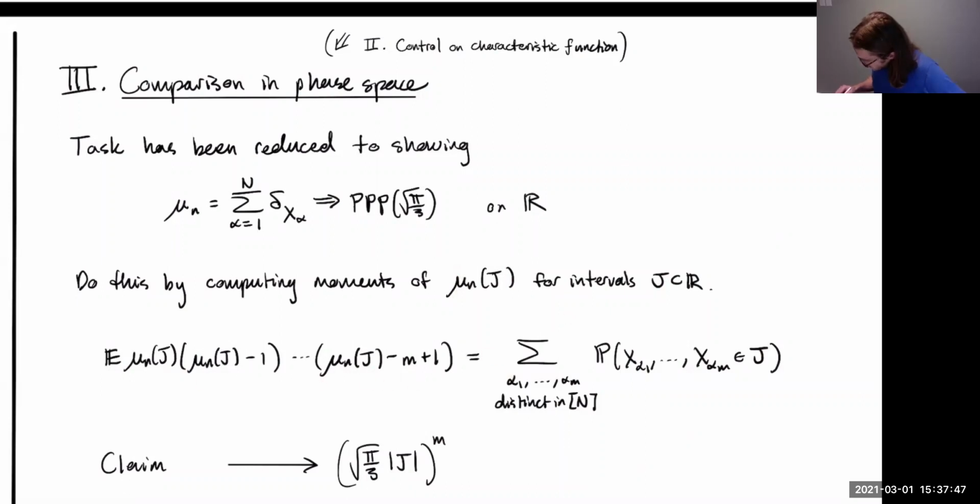You can express this as summing over all of the possible points in the net of the probability that all m of these lie in the interval J. For each one, the probability is going to be of order 1 over capital N. But after doing the whole sum, you get something of order 1 if J is of order 1. So what we need to show is we claim that this converges to root pi over 3 times the length of J, to the m. That basically says that these points, it's like you're throwing them down at random into this interval, independently of each other.